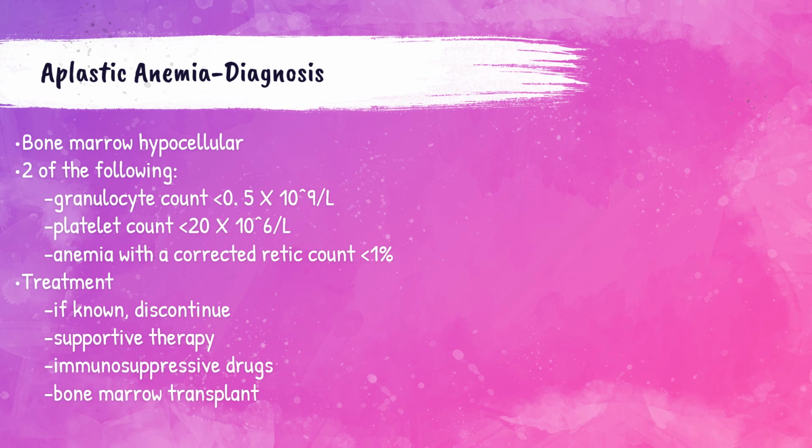And then also the patient must have at least 2 of the following values. So white blood cell count of less than 0.5 times 10 to the 9th power per liter, a platelet count of less than 20 times 10 to the 6th power per liter, and/or anemia with a retic count of less than 1%. If the aplastic anemia is caused by a secondary cause like a drug, obviously that drug needs to be discontinued immediately. Patients can be treated with immunosuppressive drugs, but usually the best course of action is to give the patient a bone marrow transplant. Outcomes are usually not very good for these patients, and the death rates are very high for aplastic anemia, unfortunately.